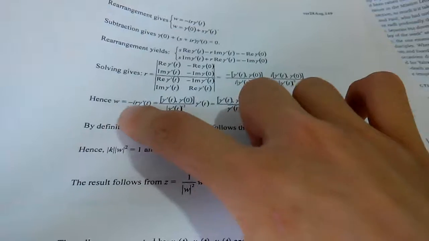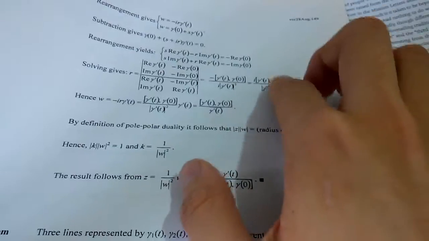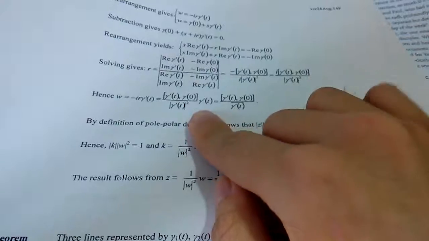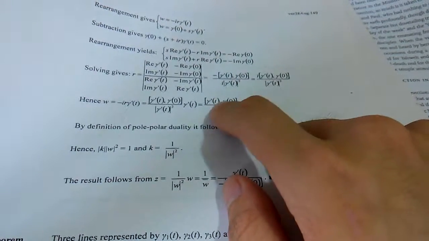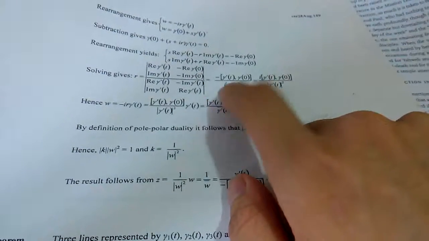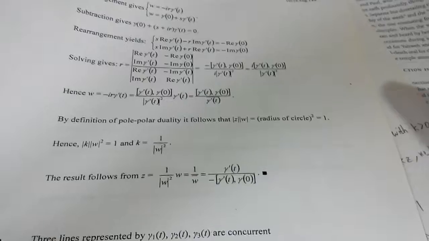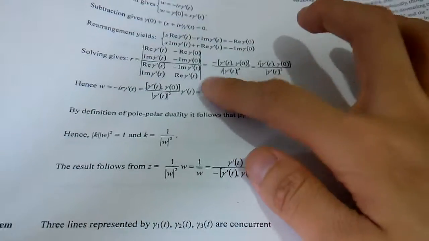So hence W is minus i times R times gamma prime t. And we can substitute this for R, and then this i multiplying this minus i equals 1. So I'm left with this cross product divided by the modulus squared. But then this modulus squared cancels with this gamma prime of t itself to give this gamma prime t bar. So W, this is what W is.